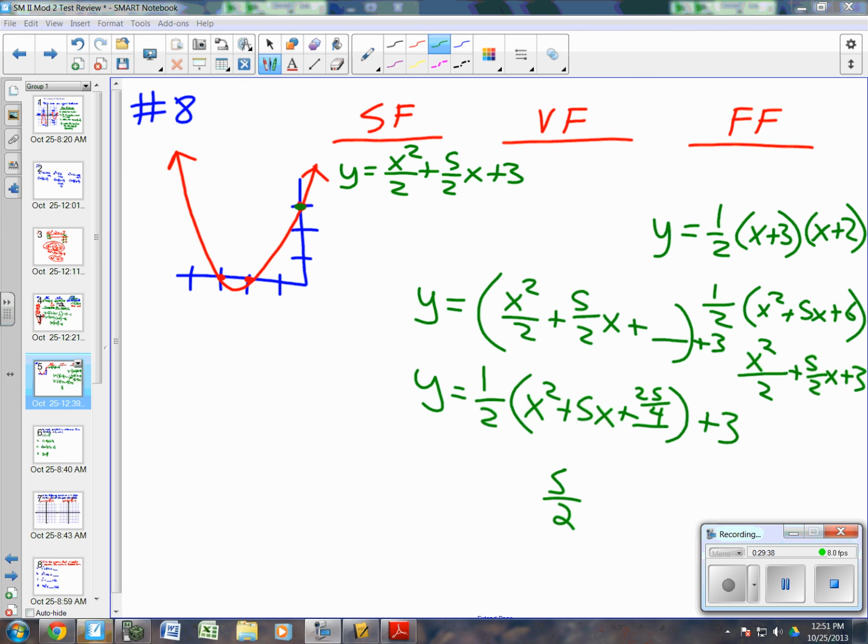25 divided by 4 is 6.25. If you really need to, change it to a decimal, but I think it's easier actually with fractions. Okay, now I just added 25/4. Actually, I didn't just add 25/4. I added 1/2 times 25/4. This is something new. I added this 25/4.